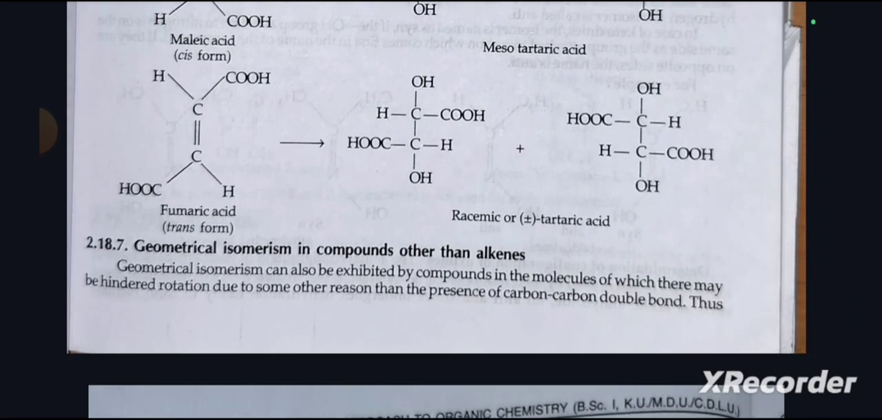Fumaric acid, trans form, gives the racemic mixture, plus and minus tartaric acid.